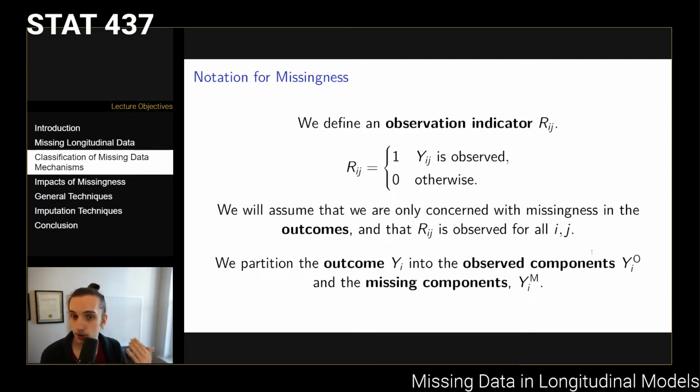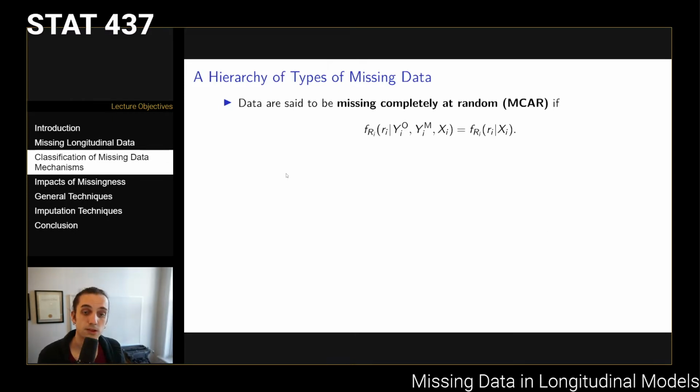So, thinking about that situation where the individuals who are responding poorly have missing values, well, then Y_IM is going to be a worse distribution in terms of the outcome than Y_IO is going to be, okay? So that's just the notation there. In terms of introducing actual missing data types, we tend to think about this as a hierarchy, okay?